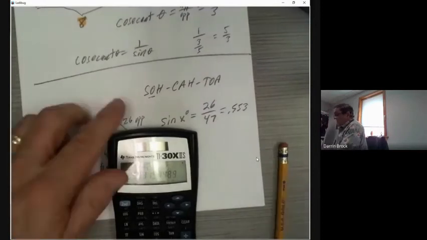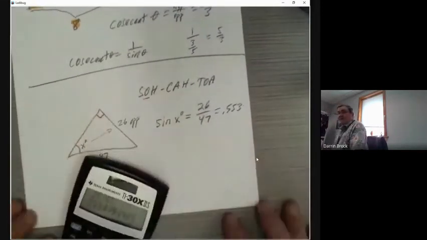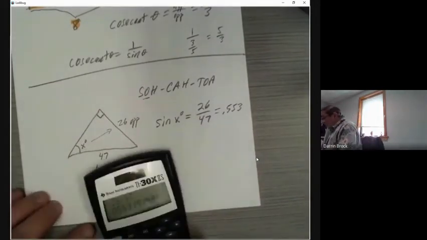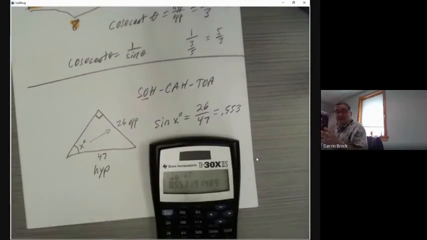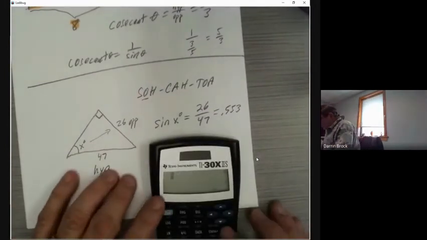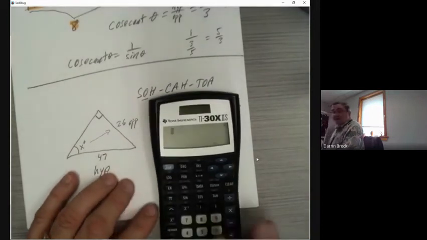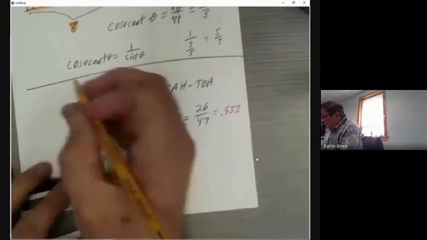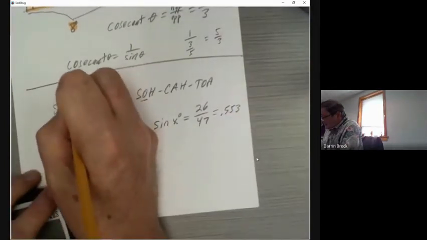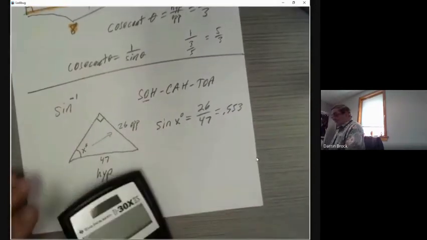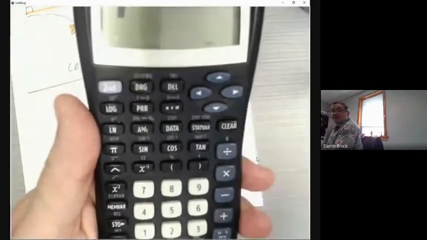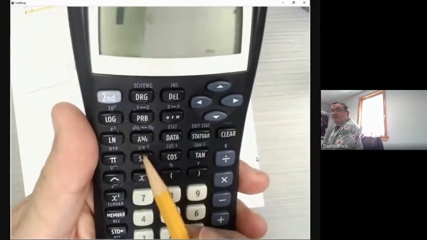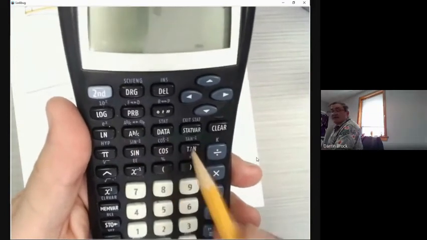Okay, so I know the sine of this angle is 0.553, but that doesn't tell me what that angle equals. Well, this is where our calculators come in. Above the sine usually there is a little sine with a -1 over it. See a little sine -1, cosine -1, tangent -1. It's called the inverse sine, inverse cosine, inverse tangent.